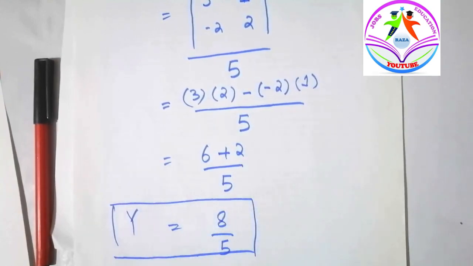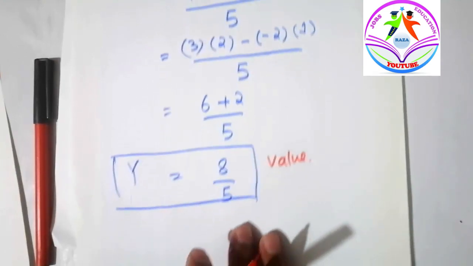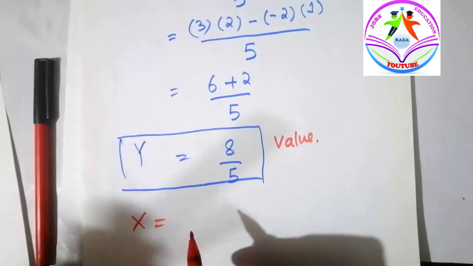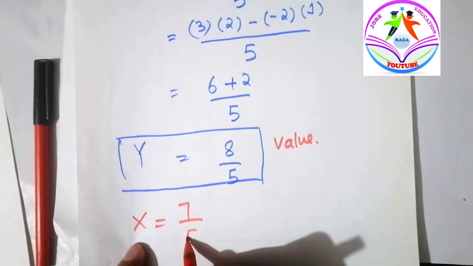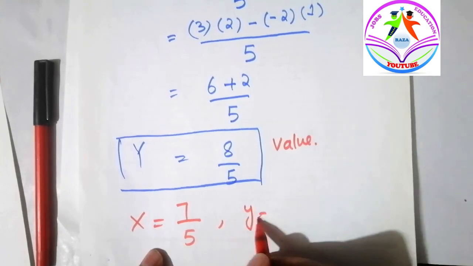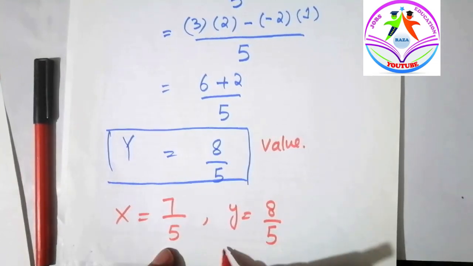So we have found the x and y values. Our x value that we calculated is 7 divided by 5, and the y value is 8 divided by 5. So this is our solution.